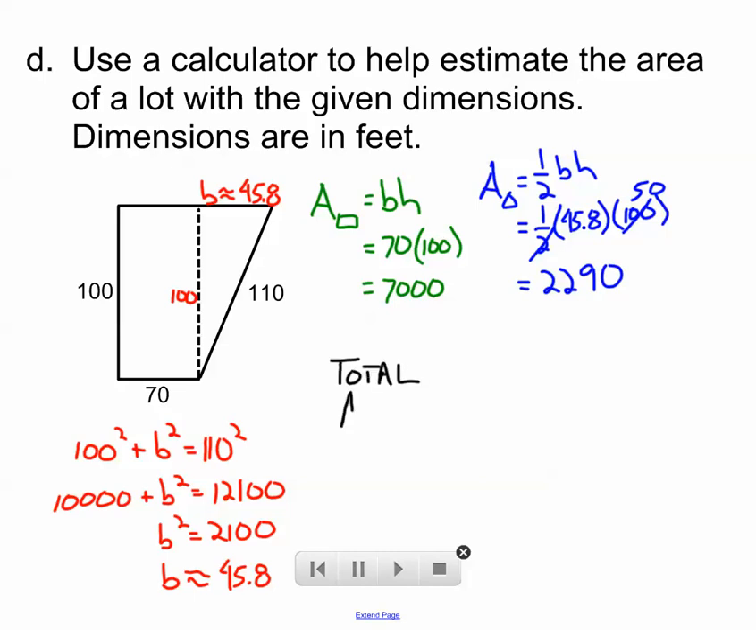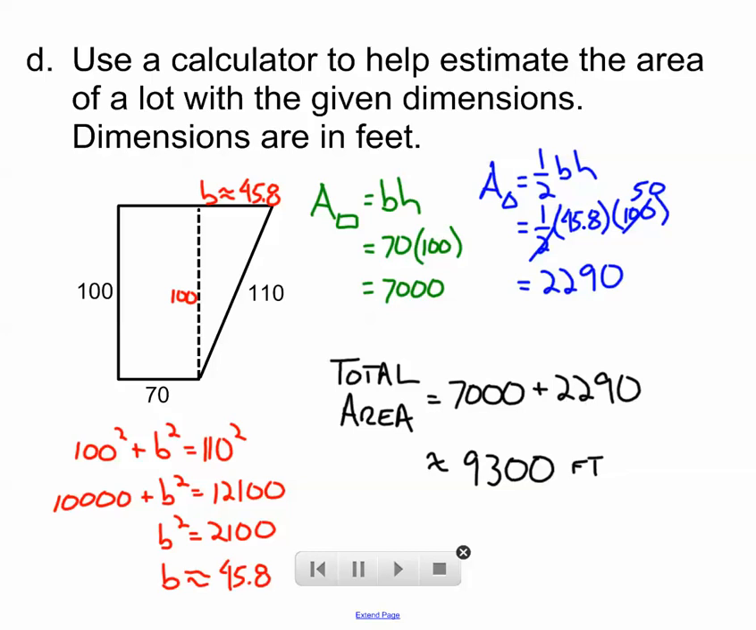So the total area of this lot would be the area of the rectangle plus the area of the triangle. And we could say this is about 9,290 square feet or 9,300 square feet. Heck, we already rounded once. Why not again? 9,300 square feet, close enough to 9,290 square feet. We already rounded to get to the base of this triangle, so it's actually a little bit more than 45.8, so it's going to be a little bit more than 9,290 anyway.